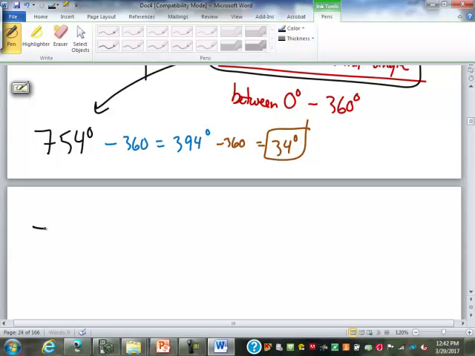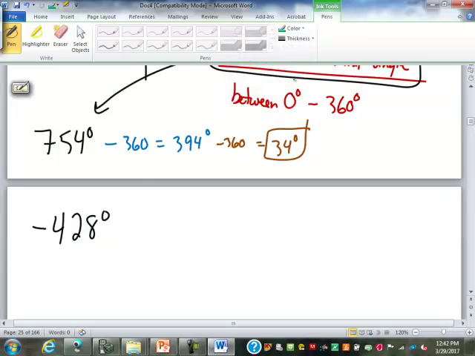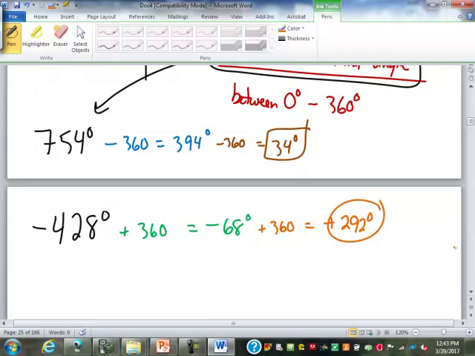Or if you're given negative 428 degrees, and you're asked to find the simplest coterminal angle. Well, that one's negative, so I'm going to unwrap it going the other way. Instead of subtracting 360, I'm going to add 360. Negative 428 degrees plus 360 is still a negative 68 degrees. So that means I am going to add 360 again, which will give me a positive 292 degrees. So the simplest coterminal angle there will be 292 degrees.